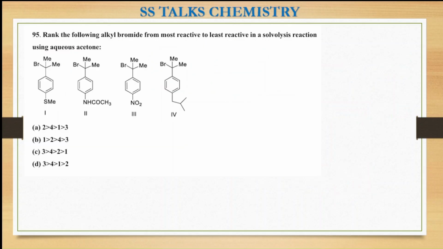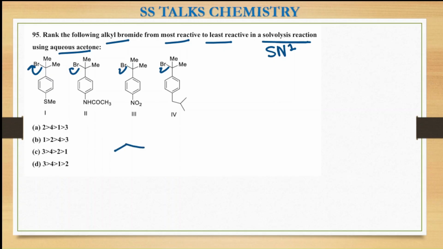Now let us move on to the next question. This says: rank the following alkyl bromides from the most reactive to the least reactive in the solvolysis reaction using aqueous acetone. Solvolysis means the solvent is acting as the nucleophile and the reaction is SN1. The leaving group is Br negative in all of these species, so we just have to compare the stability of the carbocation that is formed.